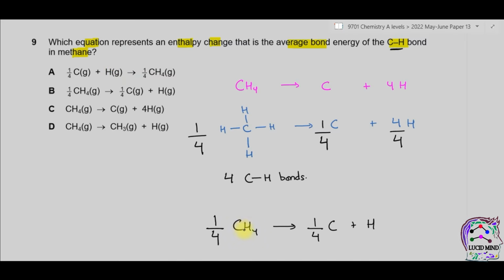Now methane is in gaseous form. When it is converted to atoms, those atoms are also considered as gases. So the correct equation is given in part B.